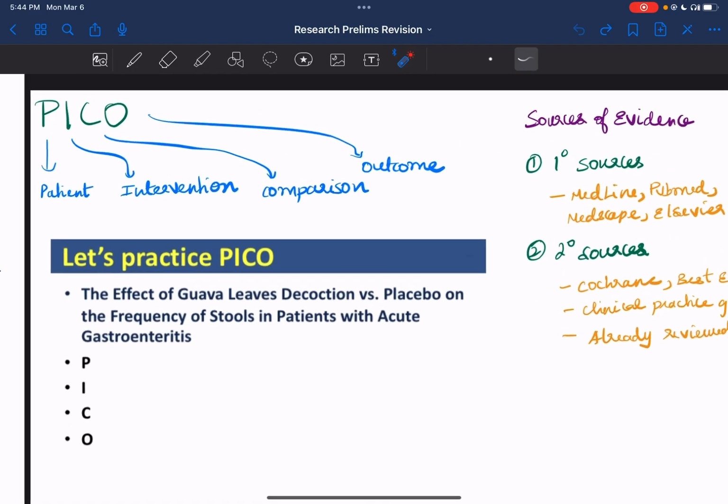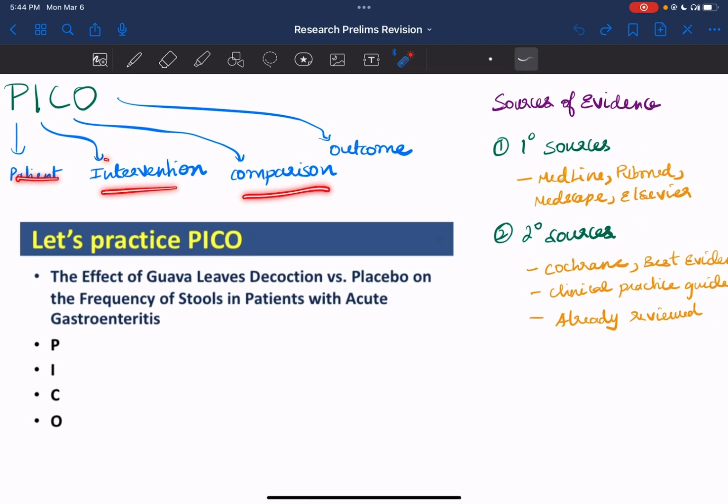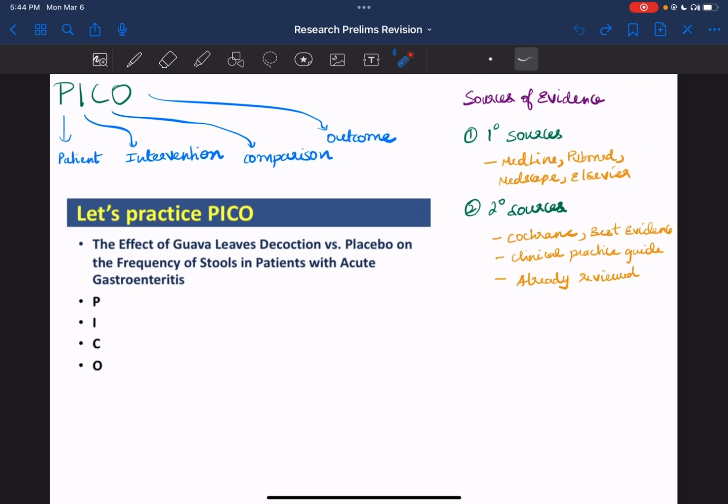Now, there is something called PICO: patient, intervention, comparison and outcome. We do this to find the question which can be searched, right? So for that, let's take an example. The effect of guava leaves decoction versus placebo on the frequency of stools in patients with acute gastroenteritis. So in this, who is the patient here? Patients are the ones with the acute gastroenteritis. Now the intervention here is the guava leaves decoction. Okay, that is the one we are giving as an intervention to these patients.